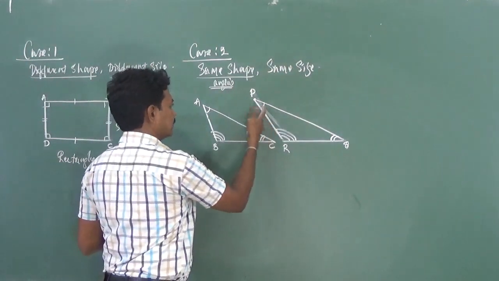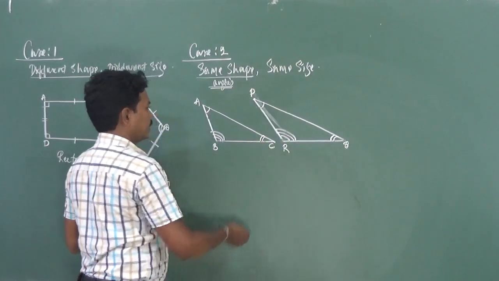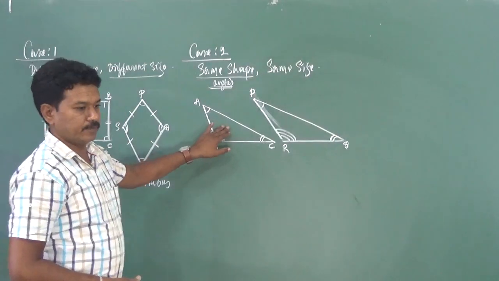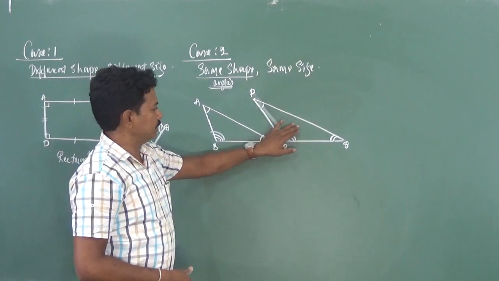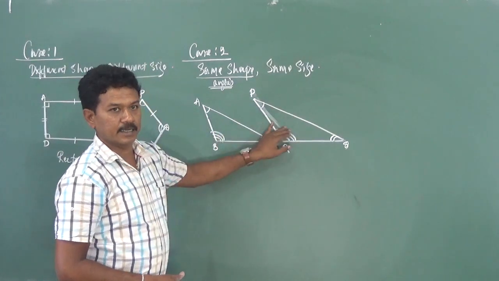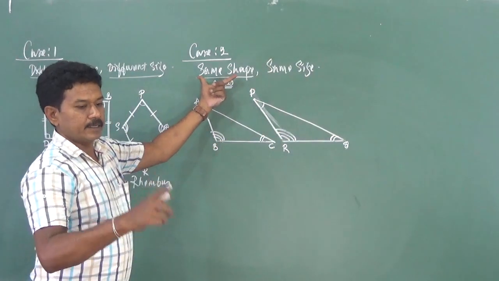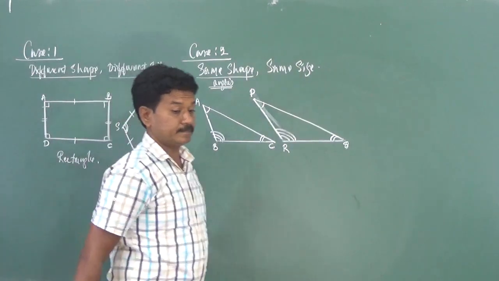So, this is equal to this, therefore corresponding. This is equal to this, corresponding. This is equal to this, corresponding. There are three internal angles for this triangle. So, these three corresponding internal angles are equal, therefore they look the same shape. How come size?